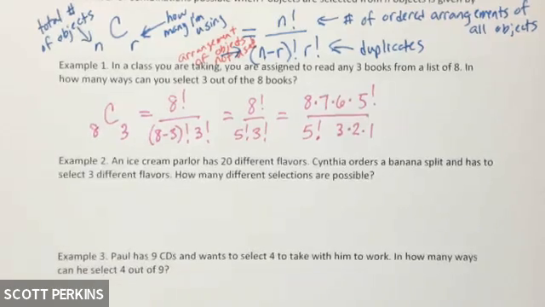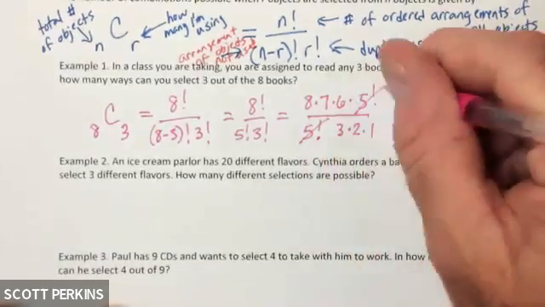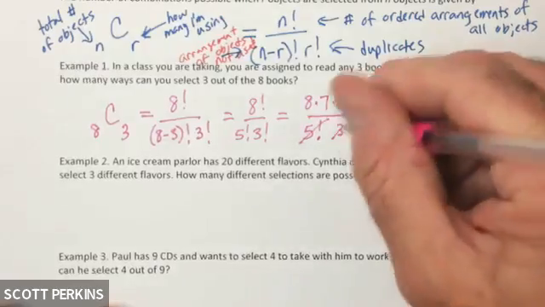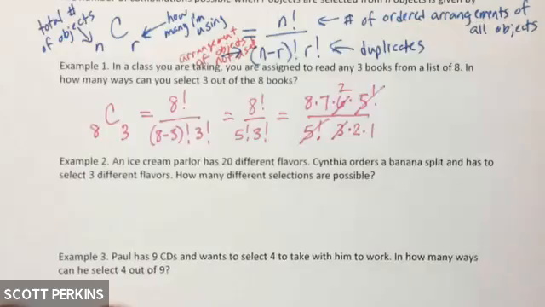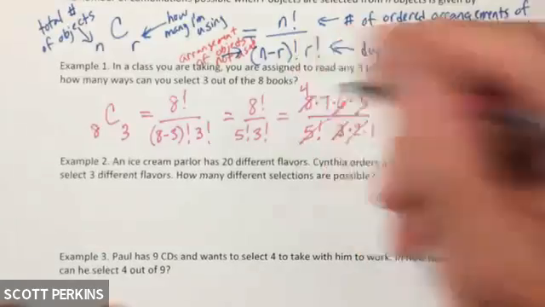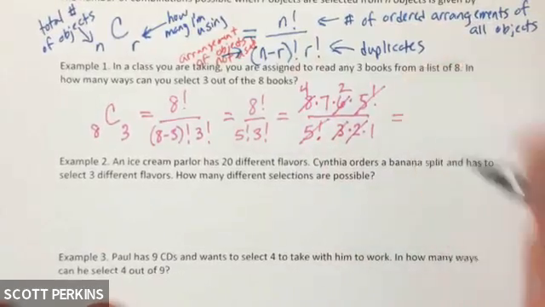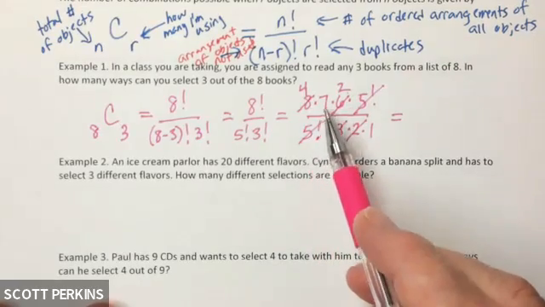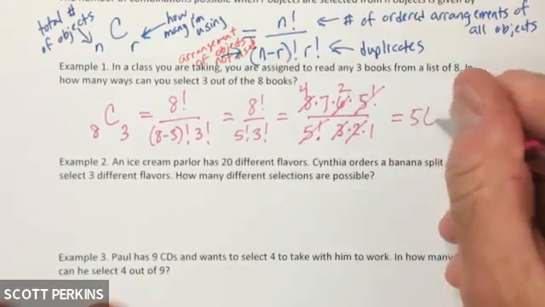And now everything should cancel. I should get a whole number at the end. There should be no fractions at all. So the 5 factorial and the 5 factorial, those cancel with each other. 3 goes into 6 and leaves 2. 2 goes into 8 and leaves 4. And so I'm left with 4 times 7 times 2. 4 times 7 is 28. 28 times 2 is 56.